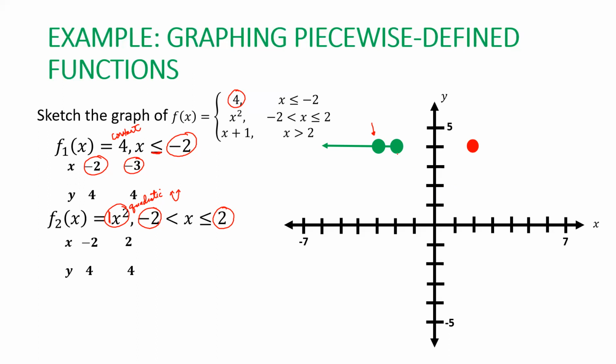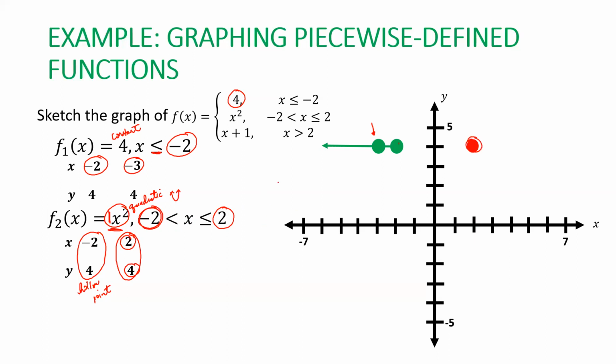This is negative 2 comma 4. But this one here, negative 2 comma 4, is a hollow point. This is a hollow point because negative 2 is not included in this particular interval. However, a hollow point cannot replace a solid point, so this one will still remain as a solid point. And then the second ordered pair here, when x is equal to 2, we substitute 2 into this function and we still get positive 4. So when x is equal to 2, we have y equals positive 4. That's why we get this point here.